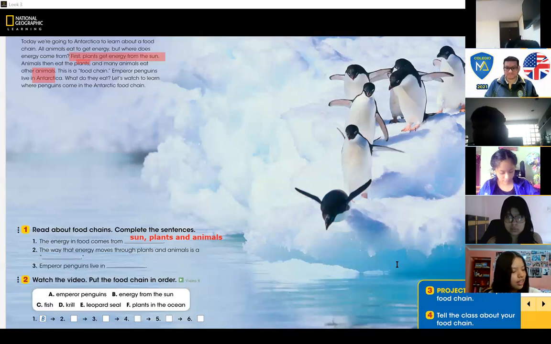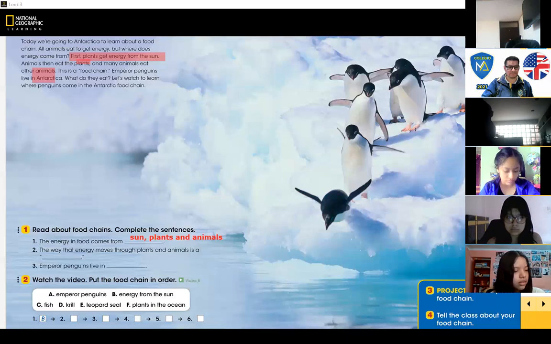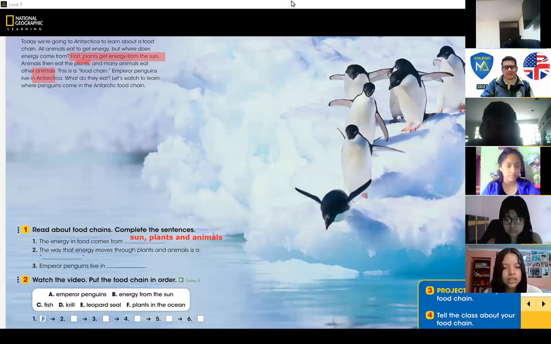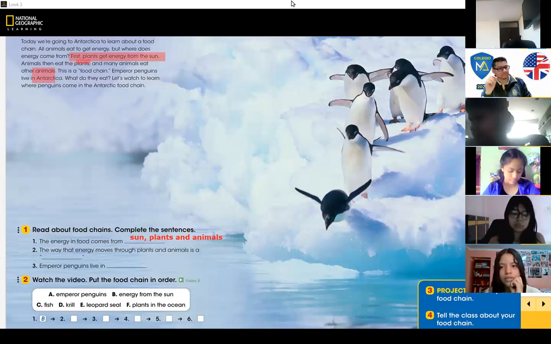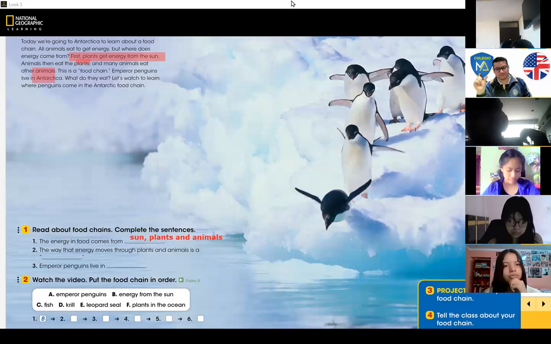What do you think? ¿Cómo se conoce? Esa manera en la cual the energy va obteniendo energy cada animal. Not food energy. It has a name. It's something related with food. Claro que sí, está relacionado con food. Okay. What?